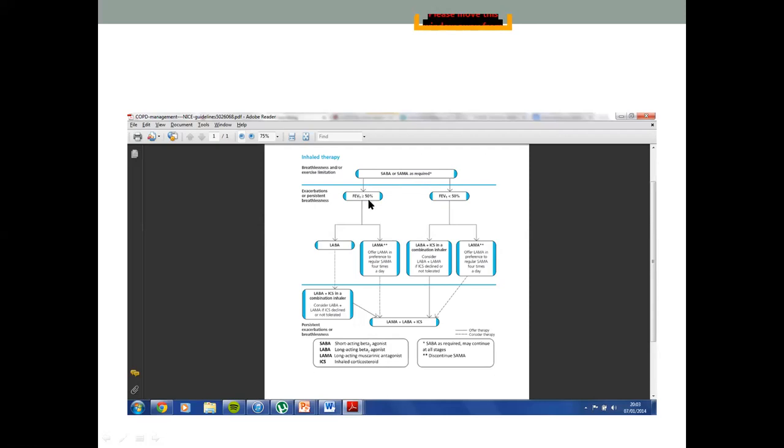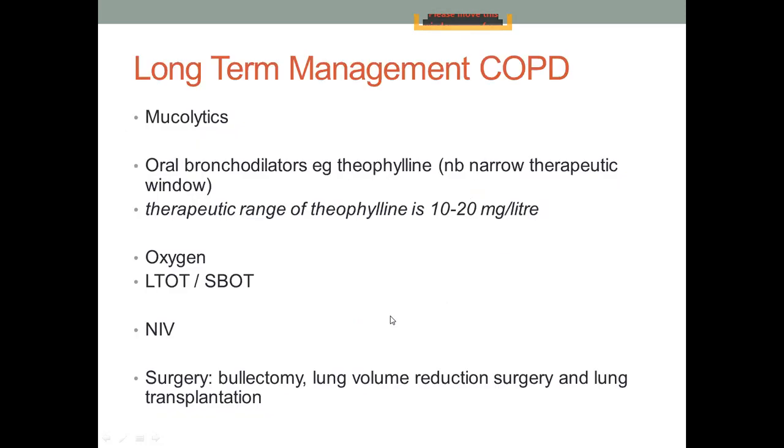If FEV1 is more than 50% of predicted, then LABA or LAMA are added, long-acting beta agonist or long-acting muscarinic agonist. LABAs are formoterol and salmeterol. In LAMA, we have the option of tiotropium. If the lung function is less than 50%, then we add inhaled corticosteroid with LABA and LAMA. When the patient doesn't improve with these treatments, then LABA, LAMA, and inhaled corticosteroids are all added.